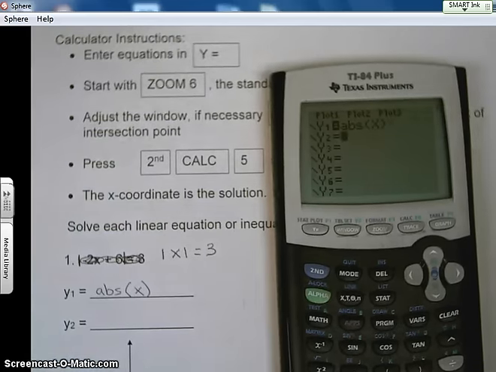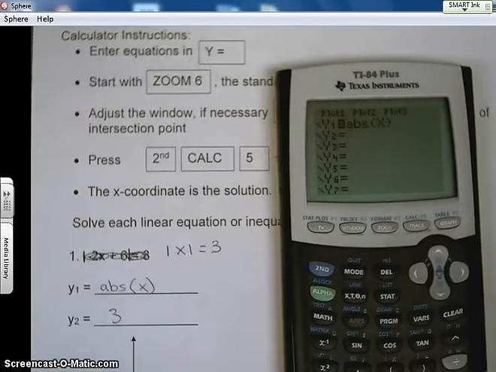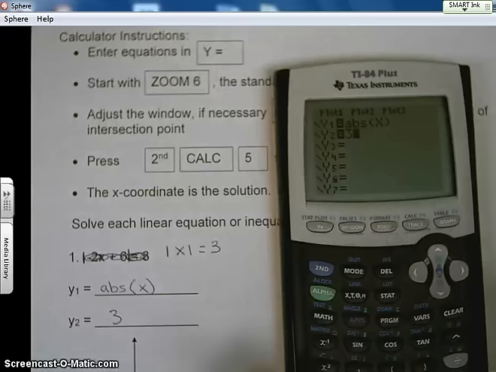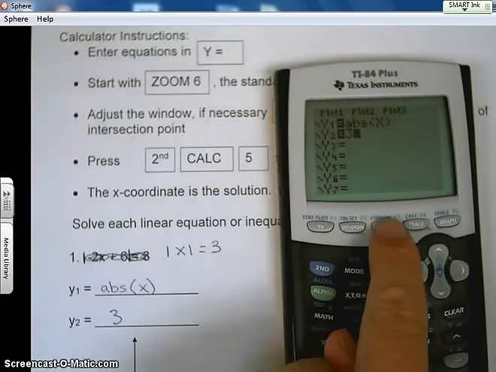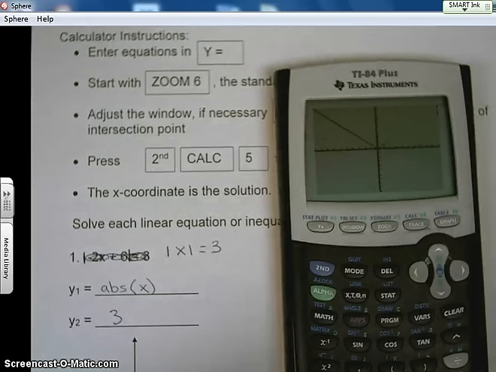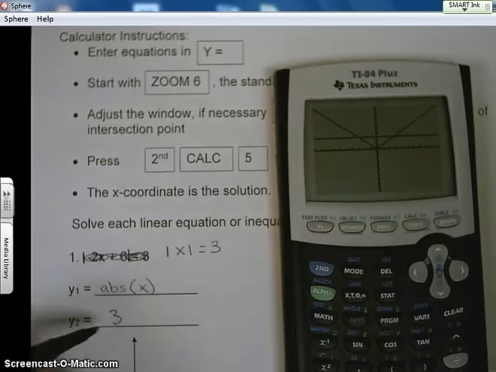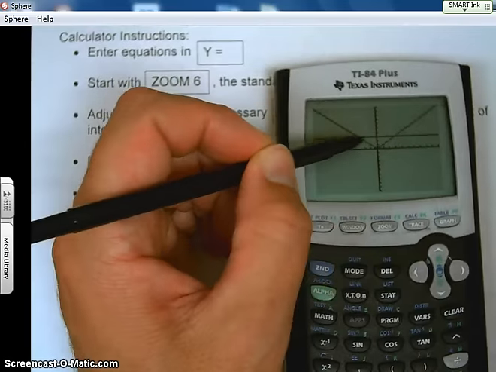Okay, in Y2, on the right side of the equal sign, we're going to put in a 3. Okay, so we put a 3 in for Y2. Then we follow these steps. We go to zoom 6, for a standard window. Okay, there's your first Y1 and there's Y2. And then the solution is where they touch. So these 2 points here, the x value of these 2 points.